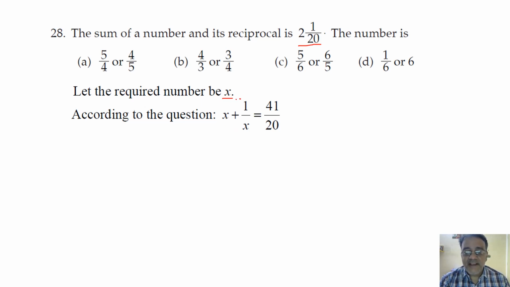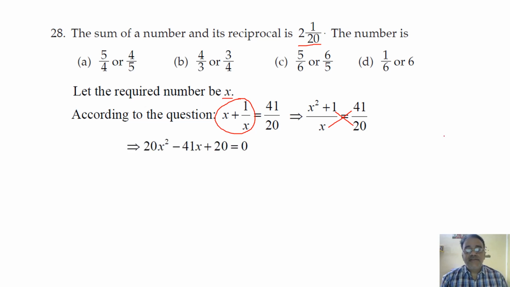Yes, sir. If you take LCM, it will become x square plus 1 upon x, that is equals to 41 by 20. Now cross multiply. So 20x square plus 20 is equals to 41x. 41x को हम लोग left side ले लेंगे. So we are getting a quadratic equation.